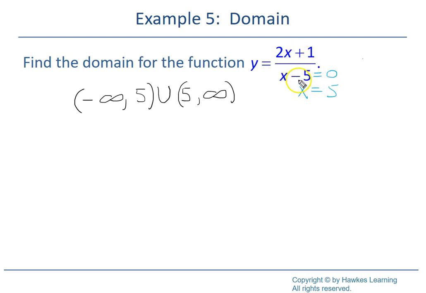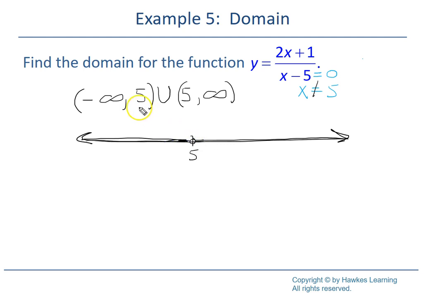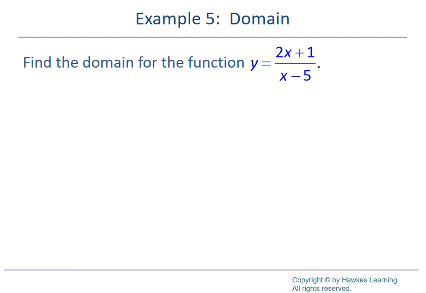where we found out that the x in the denominator cannot be a 5. If it is a 5, it makes our denominator 0. That's undefined. Now, if this were on a graph, and this were the 5, it would be all real numbers going this way, all real numbers going that way. But at the 5, we would have a hollow, because it couldn't be a 5. And that's what this is showing in interval notation. All right, let's go on.